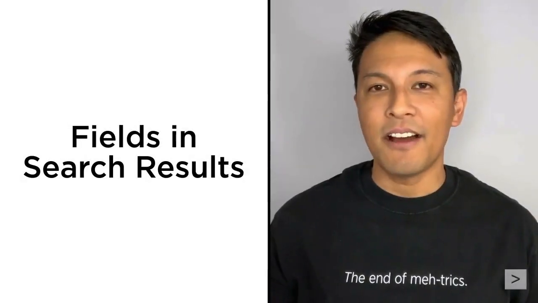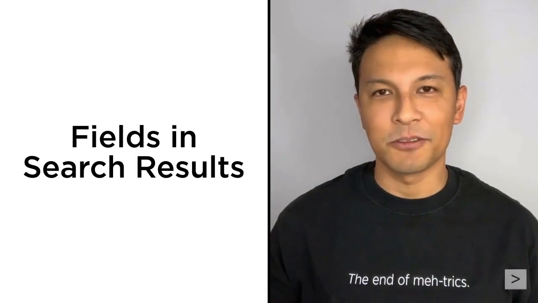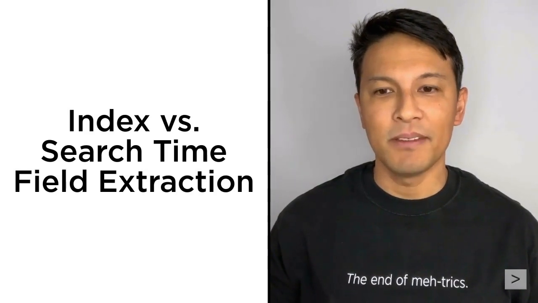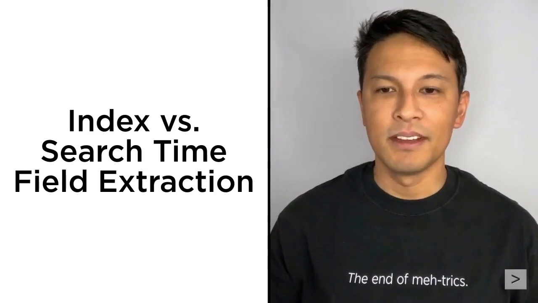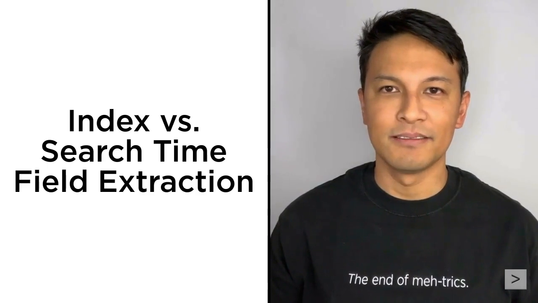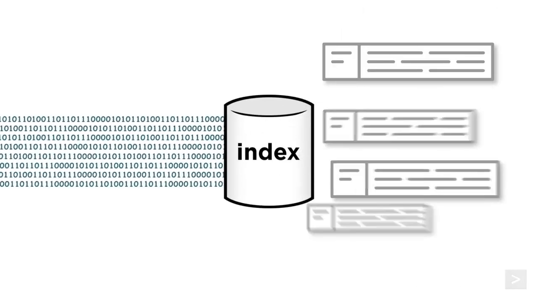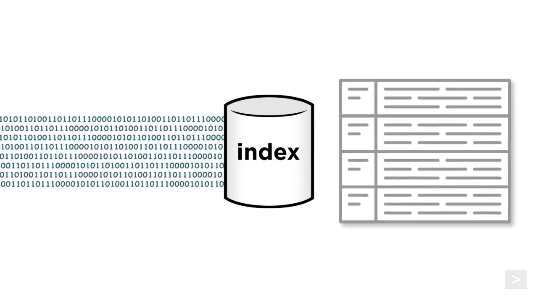Let's take a look at how Splunk returns fields in search results. We've mentioned that some fields are extracted at index time, while others are extracted at search time. But what does that really mean? When Splunk ingests data into the index, a select number of fields are automatically extracted. These include metadata fields such as host, source, and source type, and internal fields such as time and raw, which contain the event's timestamp and the original raw data of an event.